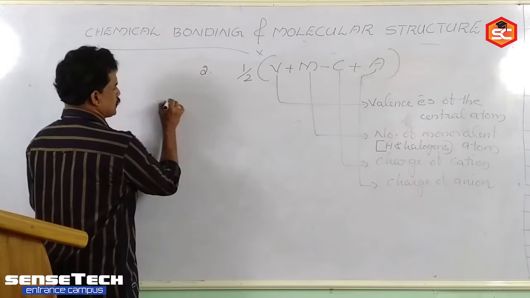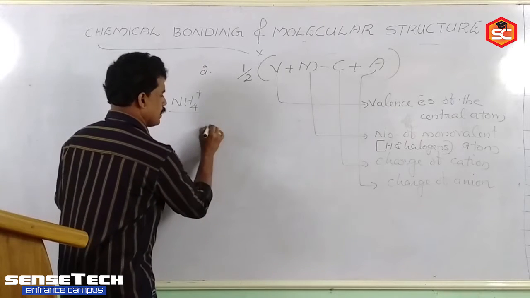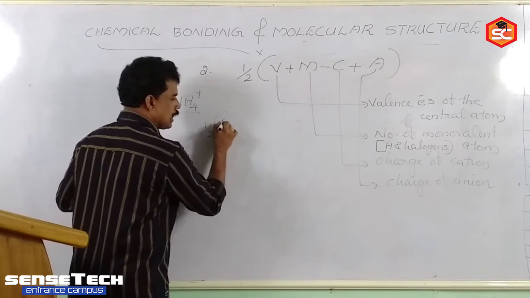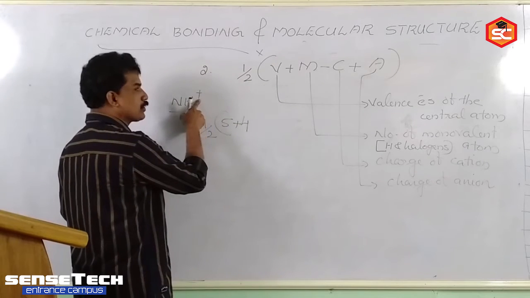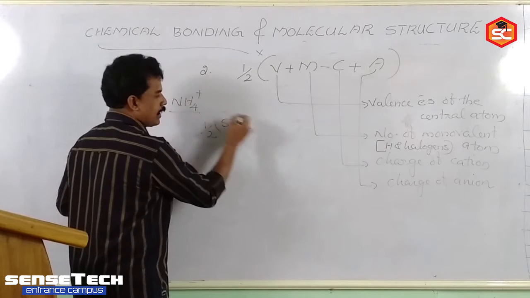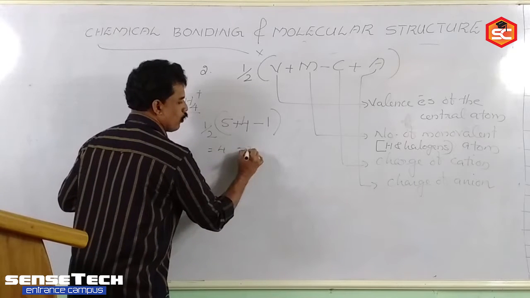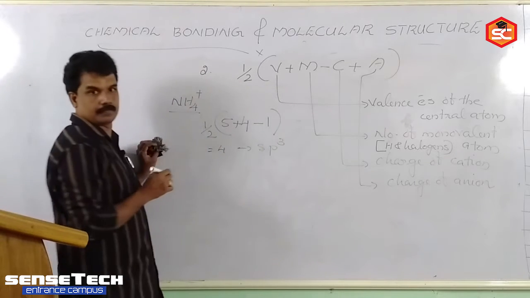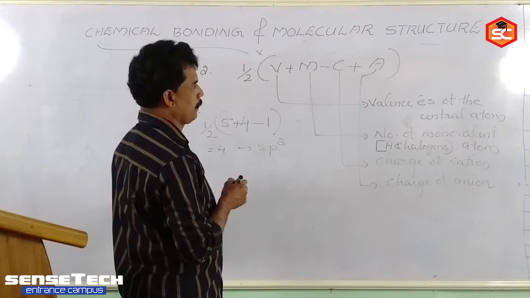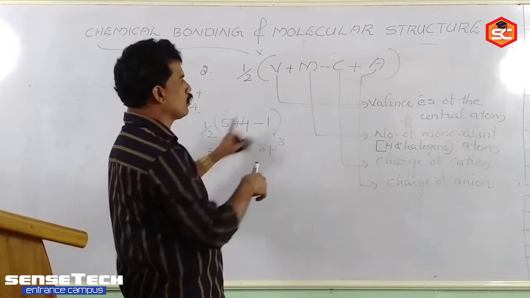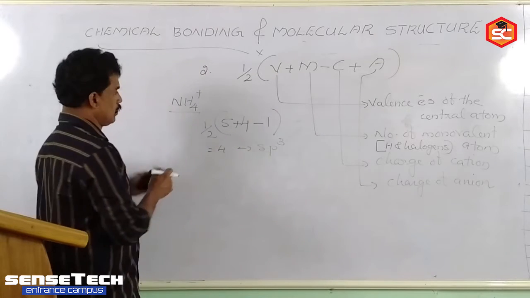Now I am taking an ionic species, NH4 plus, the ammonium ion. Half into valence electron of the central atom 5 plus number of monovalent atoms 4. Is it a cation or anion? It is a cation, positive charge. So what is the magnitude? 1, so minus 1. 8 by 2, 4. So 4 orbitals, sp3 hybridization. Have you noted the formula? It is very important. By using this formula, any species you can identify the hybridization.